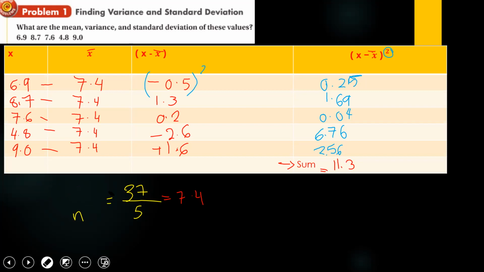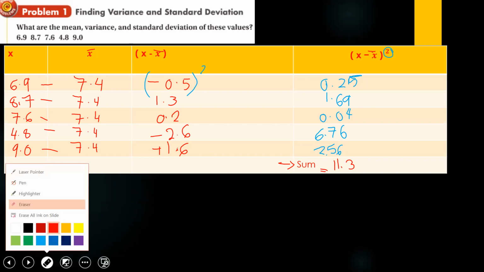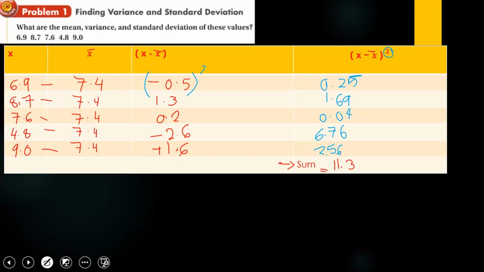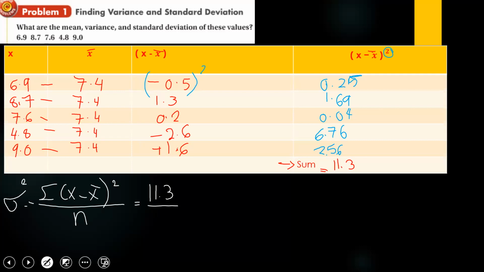after I find the summation here, I told you the summation of x minus x bar squared over the number of the data is the variance. So let's now divide 11.3 over how many data we have here? We have 5. So 11.3 over 5 is 2.26. This 2.26 is the variance.